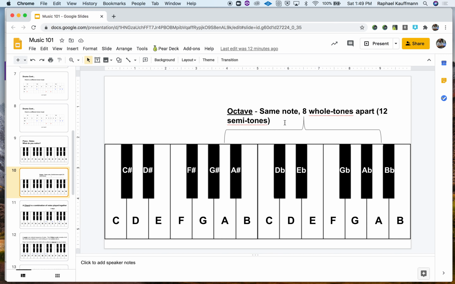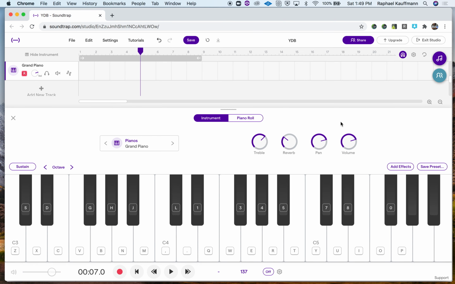It's the same note, but it is 8 whole tones apart. So if I start on A, I'm going to use Soundtrap's interface for this. Why don't I see? Oh, because I'm off the charts here. So A, B, C, D, E, F, G. A to A is 8 whole steps, essentially skipping over the black keys. Well, it's not entirely whole steps.